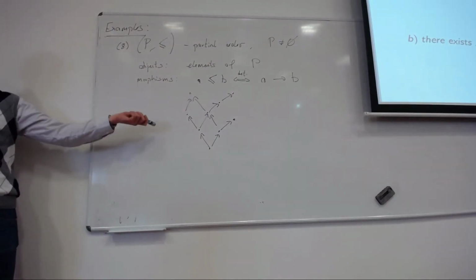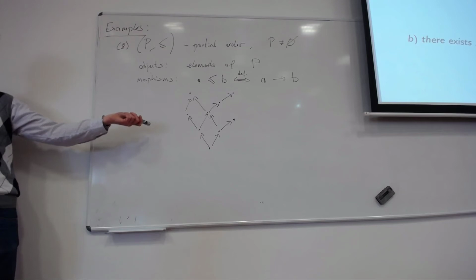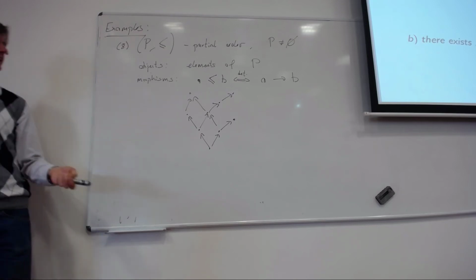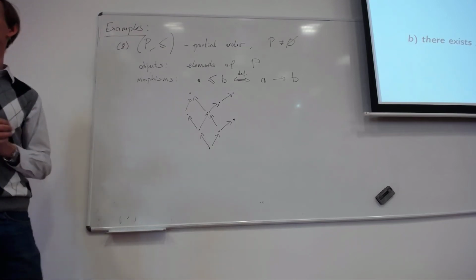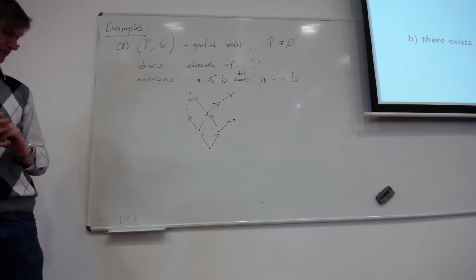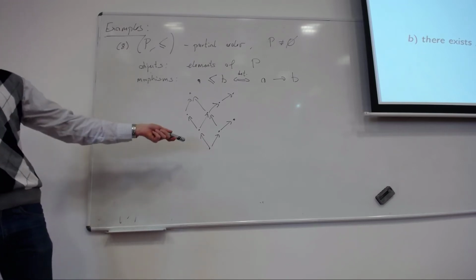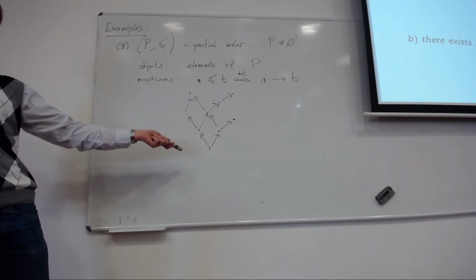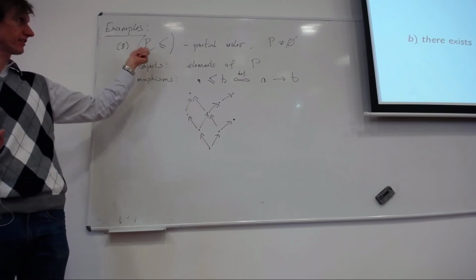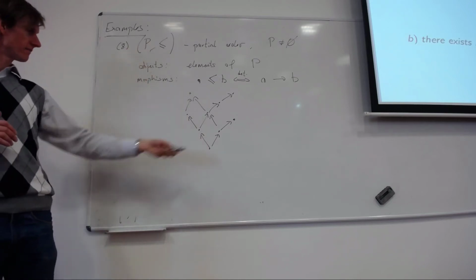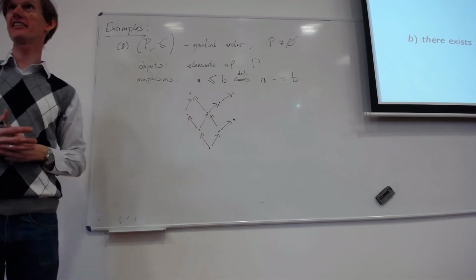Well, this is actually an example of a category. And, well, it's not complicated. I mean, it's very natural. We come across partial orders just about everywhere in mathematics. Objects of this category are not sets. They are elements of this set P. But they are not sets themselves.